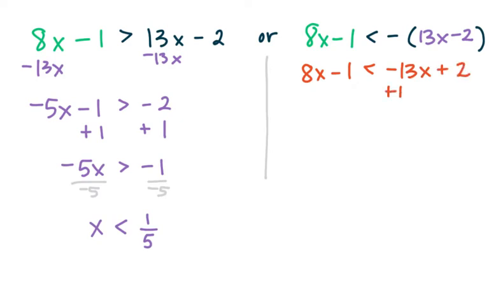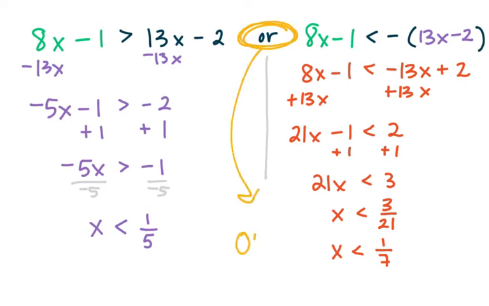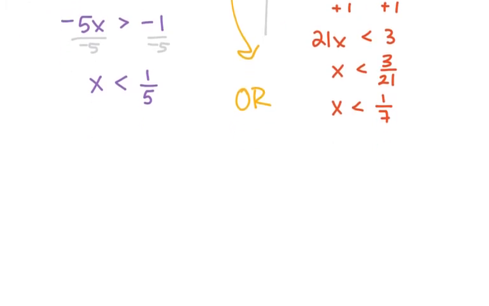So now I will add 13x to both sides of the equation. 8 plus 13 is 21x minus 1 is less than positive 2. I'll add 1 to both sides of the equation. 21x is less than 3. And divide by 21 on both sides. That's x is less than 3 over 21. Or rather, x is less than 1/7. Remember, because this was greater than, we had an or situation. So it is either one or the other of these solutions.